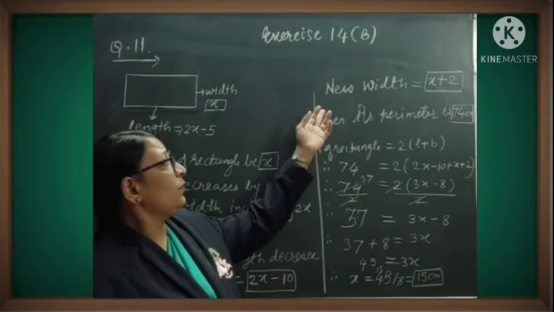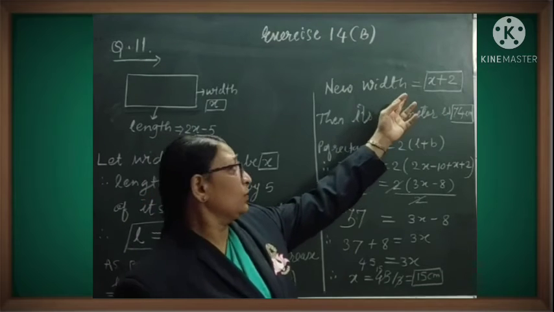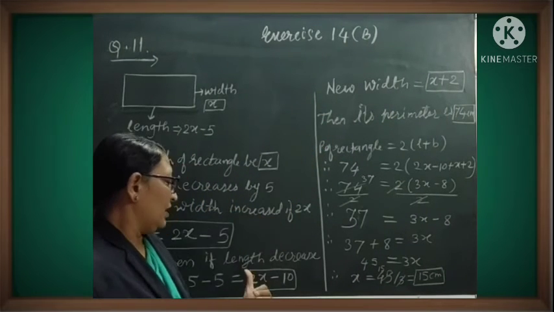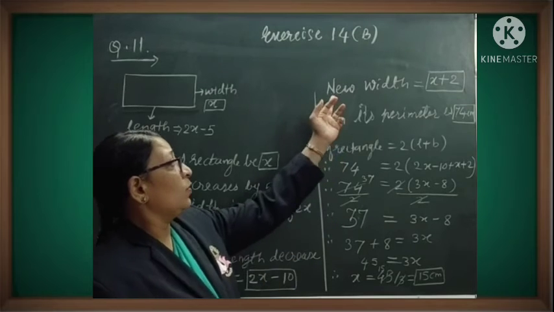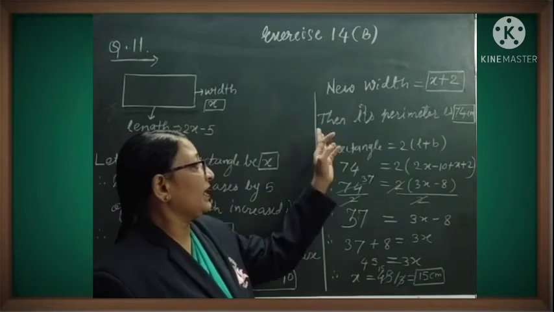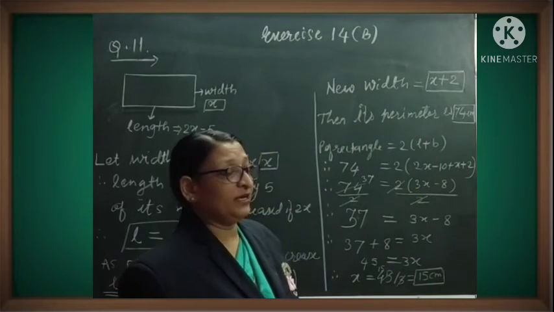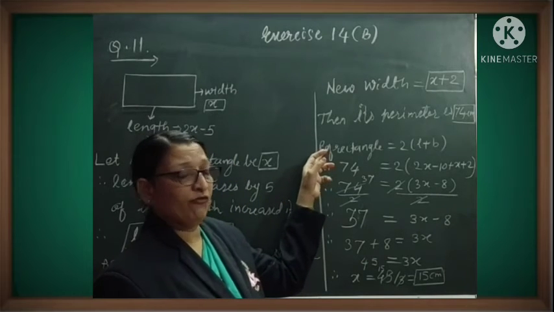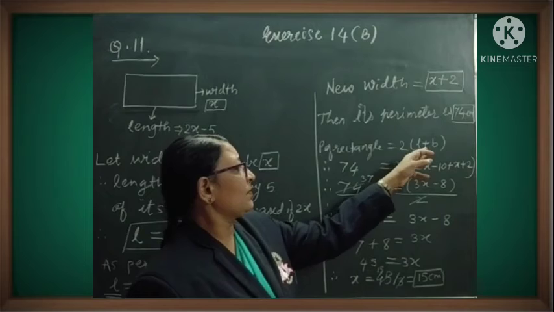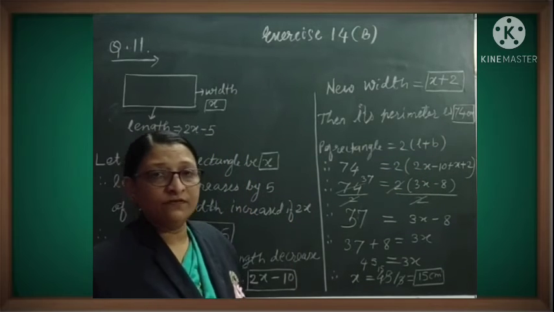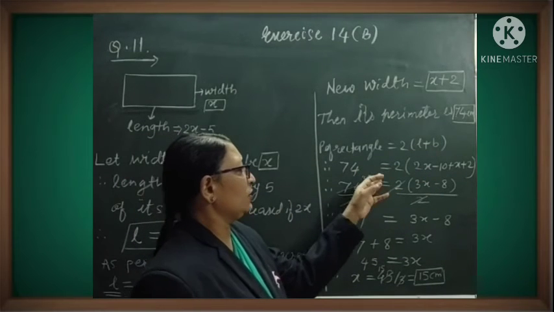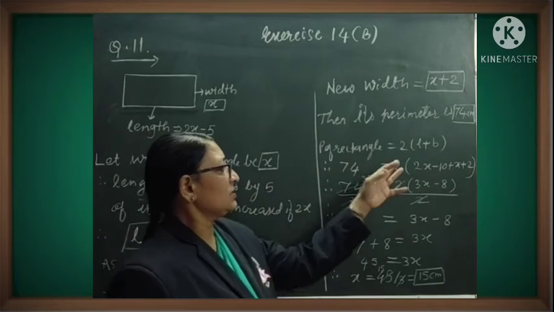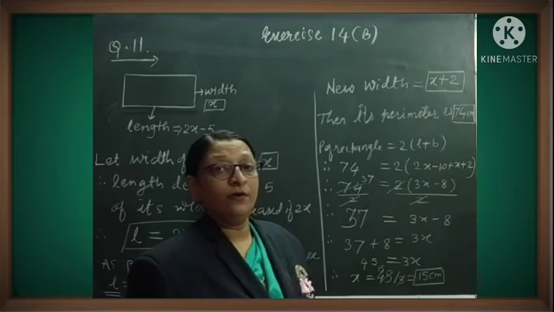By the condition, new width is here increased by 2. So it is x plus 2. And when its length is 2x minus 10 and width is x plus 2, its perimeter is 74 centimeter. So we get here the equation of perimeter of rectangle, 2 into length plus width. Let us substitute all the values. 74 is equal to 2 into 2x minus 10, which is the value of length, plus x plus 2, which is the value of width.